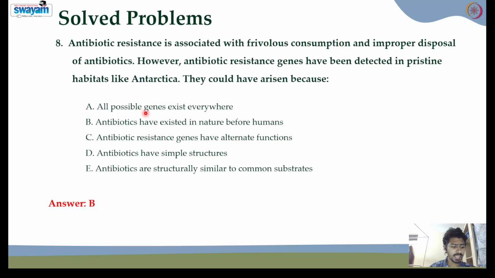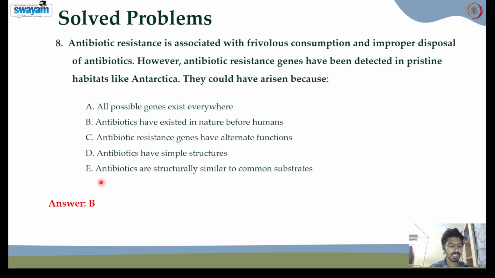So what about the other options? If you see option A, while the genetic diversity is vast, it is unlikely that every possible gene exists in every location. So this is not the reason for the above scenario. And if you see option C, some resistance genes might have secondary functions also, but the primary role is to confer resistance to antimicrobial compounds. Whereas in option D, the complexity is irrelevant to their existence in nature, right? So this is irrelevant to this situation.